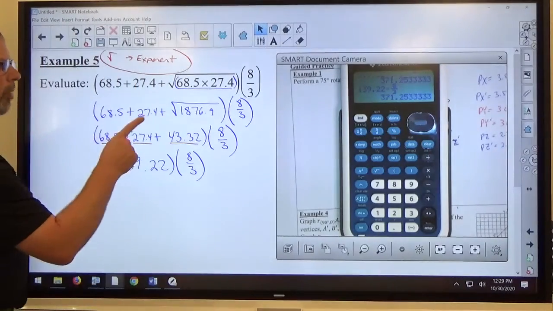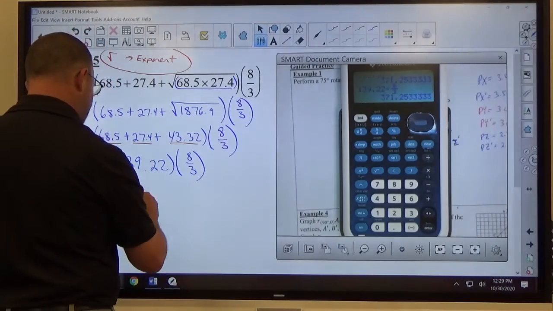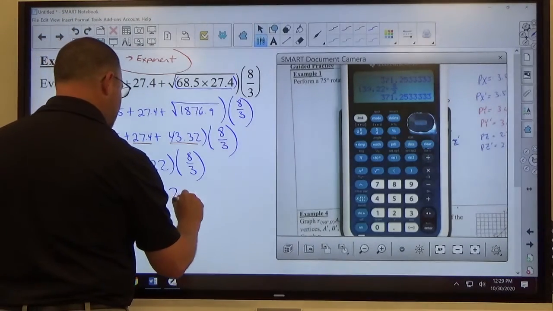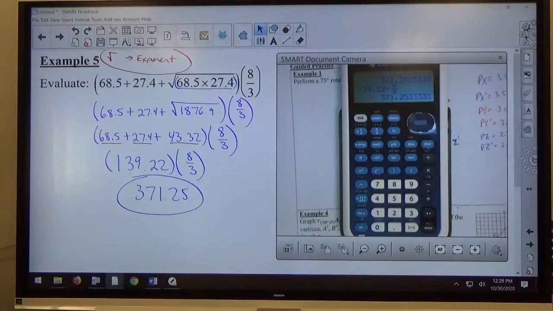All right? So 371.253 repeating, so 371.25 if I stop at 2 decimal places. Two non-zero decimal places: there's my decimal, 2 and 5 are not zero, so just like that every time.